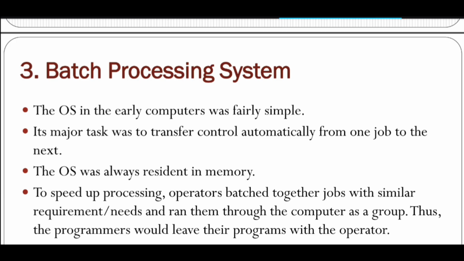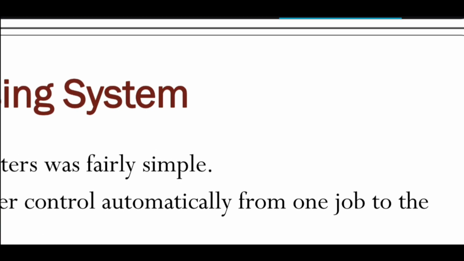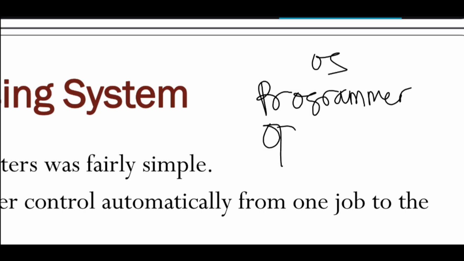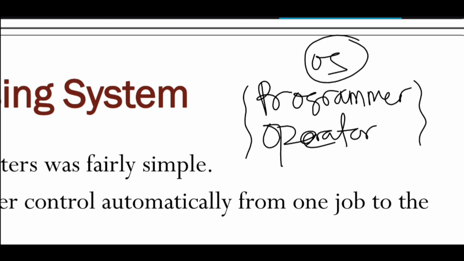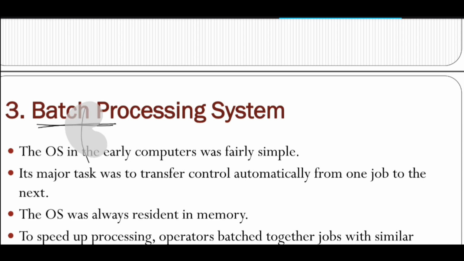First, we are going to discuss batch operating system. First of all, there are three components in a batch operating system. One is our OS, one is our programmer, and one is the operator. These are the persons, and this is our system. Here are some notes provided. If you want to copy them, you can copy.